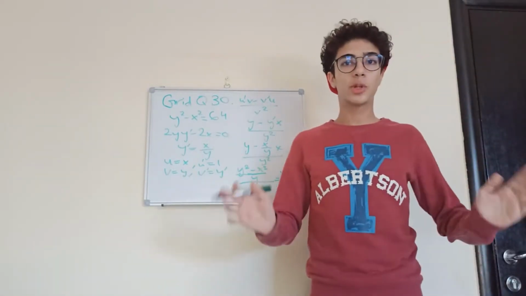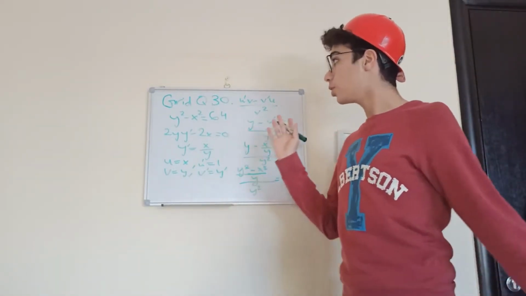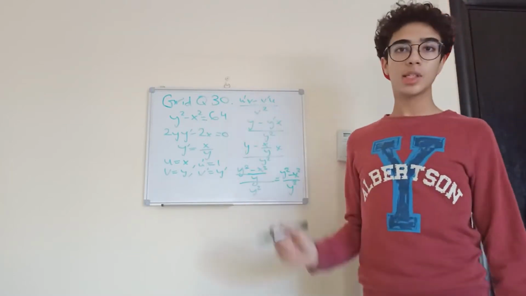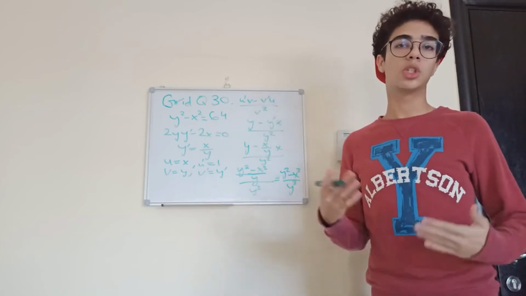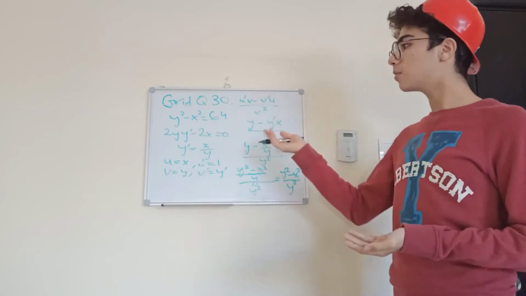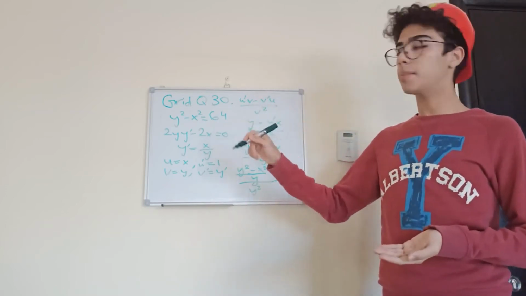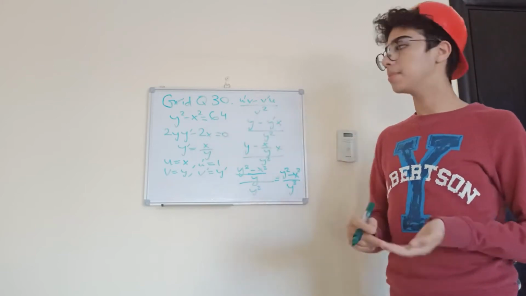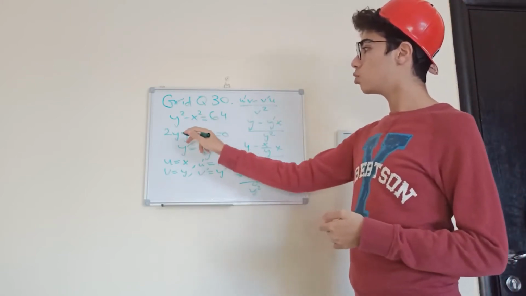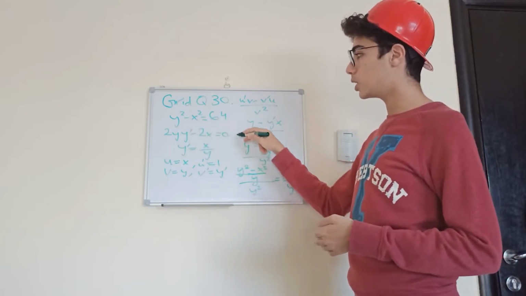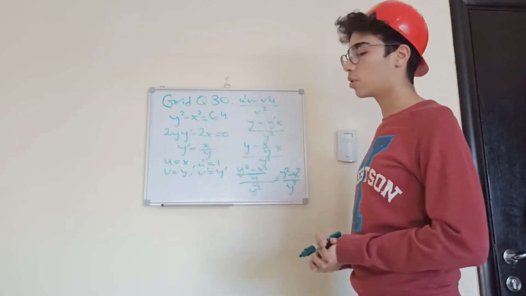Now I'm going to solve grid question number 30. Grid question number 30, they're asking you to find d squared y over dx squared, which is y double prime. So we're going to have to find y double prime by deriving y 2 times. So let's first find y prime. So 2y y prime minus 2x is equal to 0. Y prime is x over y.